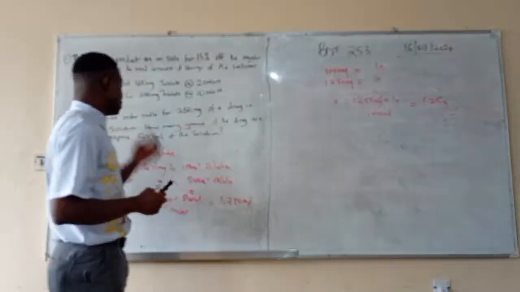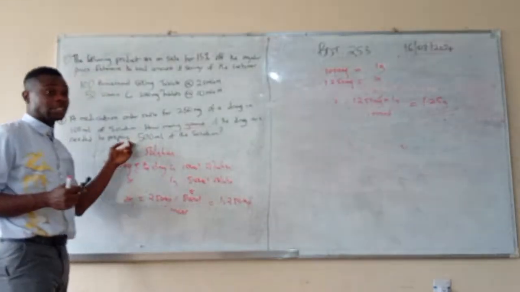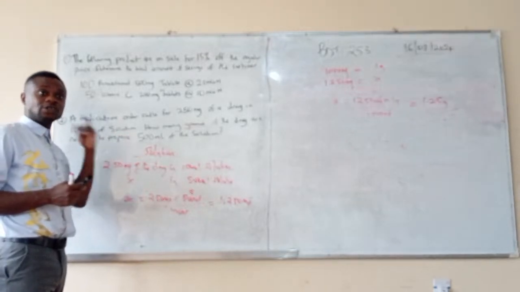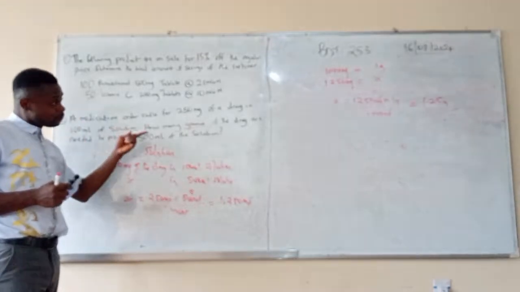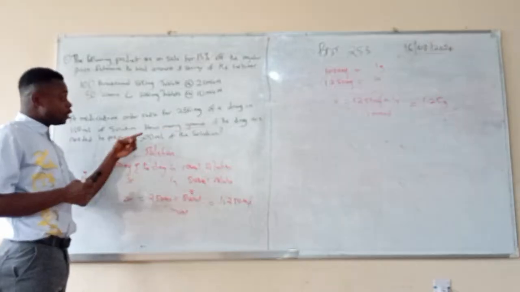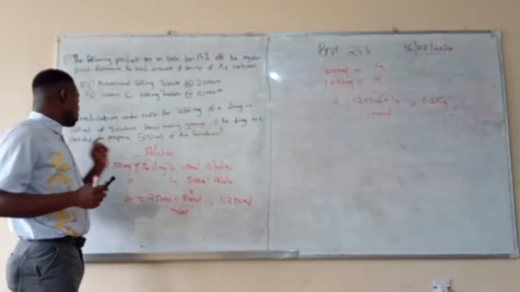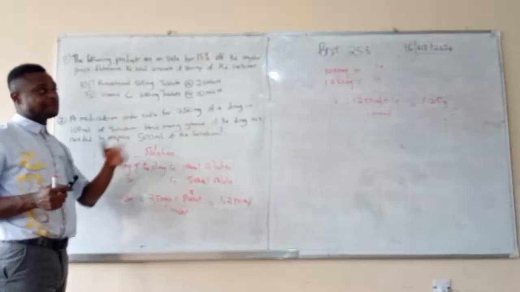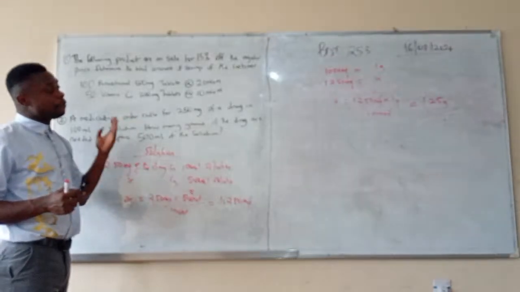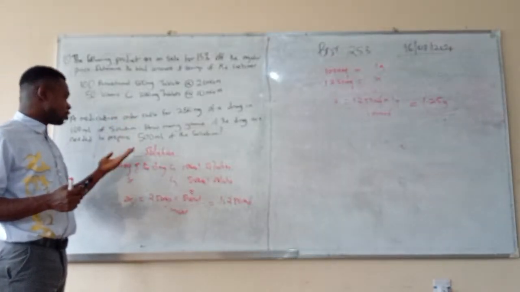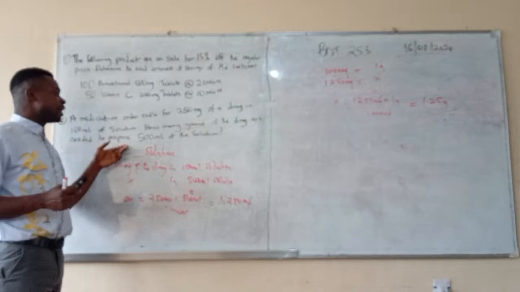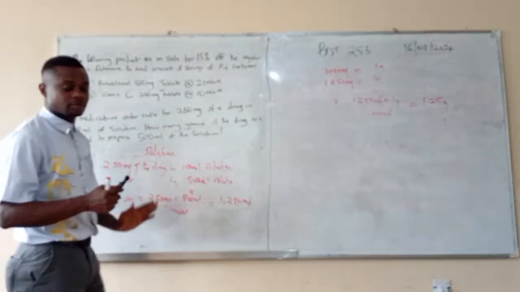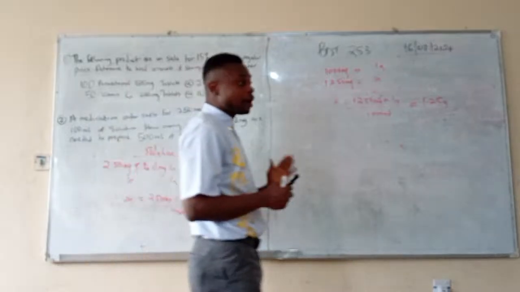So when you are done, you simply go back to the question. If you don't know what to write, go back to the question, and from the question, you can frame what you should write. We are told how many grams of the drug are needed to prepare 500 ml of solution. So simply say, therefore, 1.25 gram of the drug is needed to prepare 500 ml of the solution. Full stop. You have your full mark.